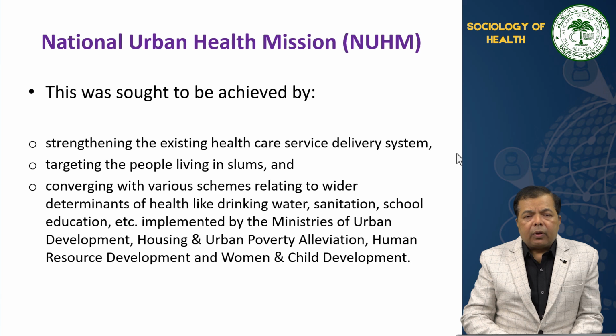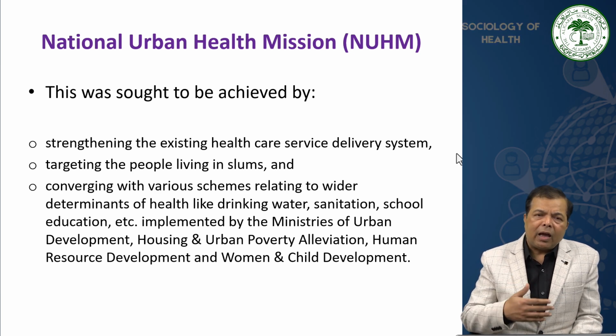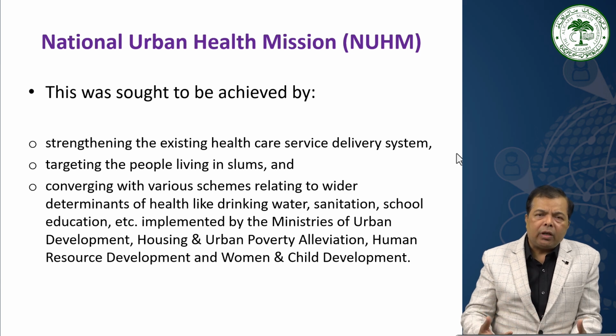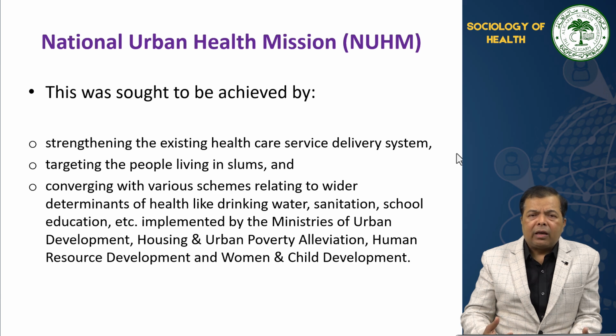Then it intended to achieve several important things like strengthening the existing healthcare service delivery system in those areas, then targeting the people living in the slums, and then converging with various schemes relating to wider determinants of health like drinking water, sanitation, school education, etc., which were implemented by separate ministries. That means playing an important role in ensuring the services which we generally identify as public health services: drinking water facility, then nutrition facility, then facilities related to food.